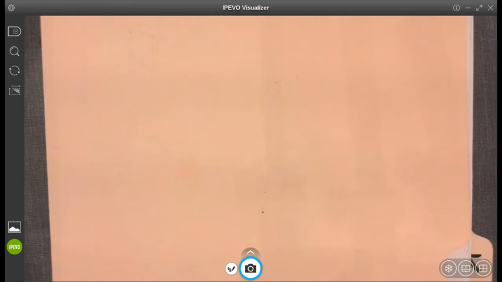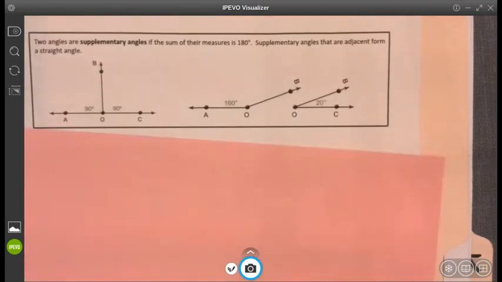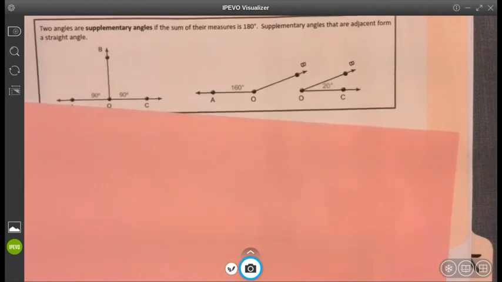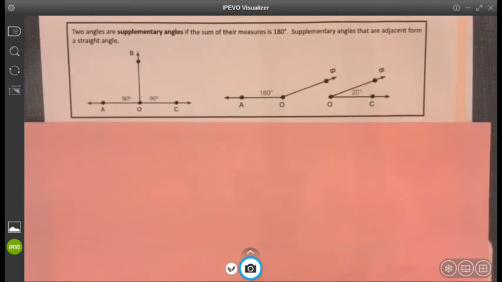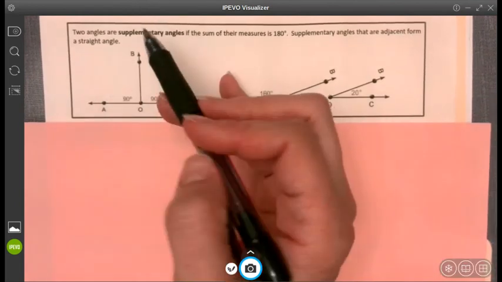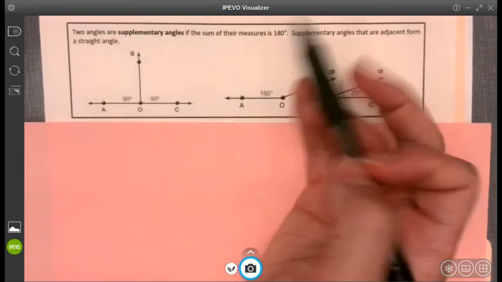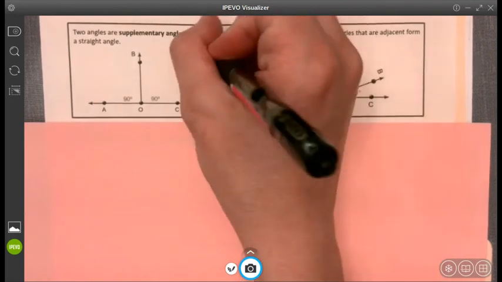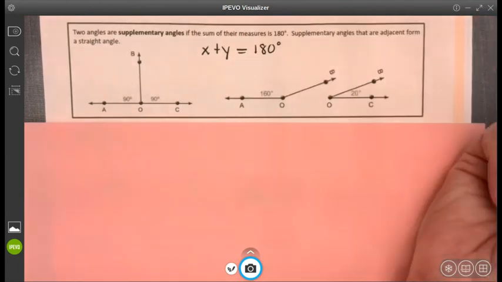We're moving on to another vocabulary word. And it says that two angles are supplementary if the sum of their measures is 180 degrees. Supplementary angles that are adjacent form a straight angle. So two angles that add together to be 180 are called supplementary. So again, x plus y now equals 180 degrees.